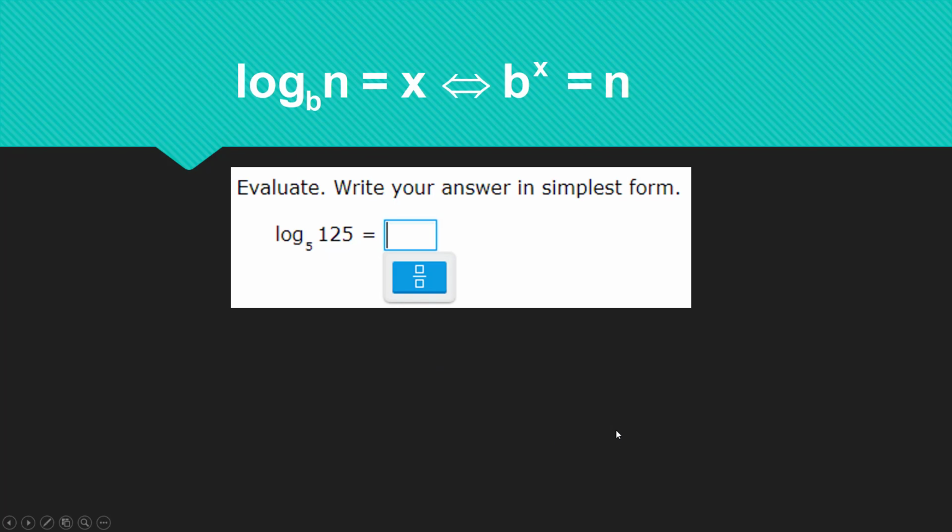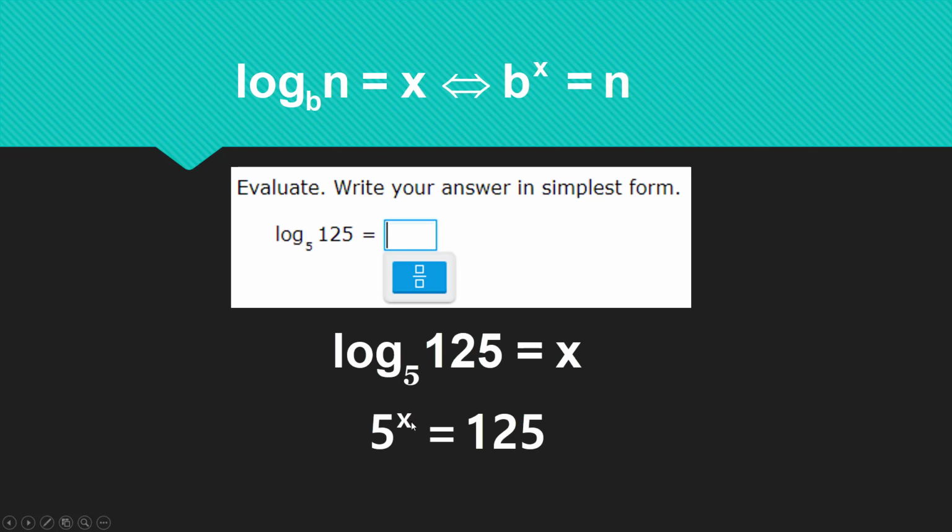All right, in this next example, our base is 5. So what do we need to raise 5 to in order to get 125? We get 5 to the x is equal to 125. So we can think about that. 5 to the first is 5. 5 squared is 25. 5 cubed is 125. So we need to raise 5 to the third power in order to get 125.